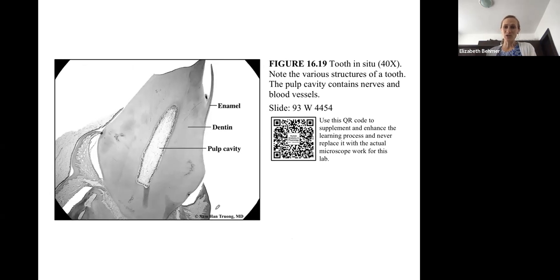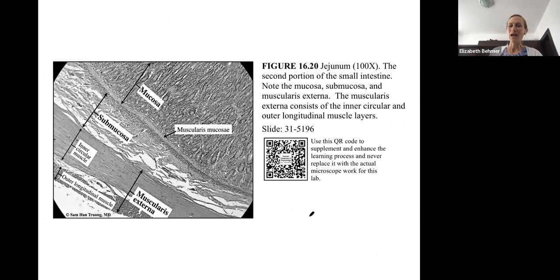Here's a look at tooth structure underneath a microscope, showing the tooth cavity containing nerves and blood vessels, the dentin, and then the enamel. So kind of a neat picture taken by Dr. Chuang, who is the department head. He has done all the work for this class. So this is a look at the tooth underneath the microscope. And this is a look at the jejunum, the second part of the small intestine, underneath the microscope, showing the three layers: the mucosa layer, the submucosa layer, with some of the muscular layers, and then the muscular external layer.